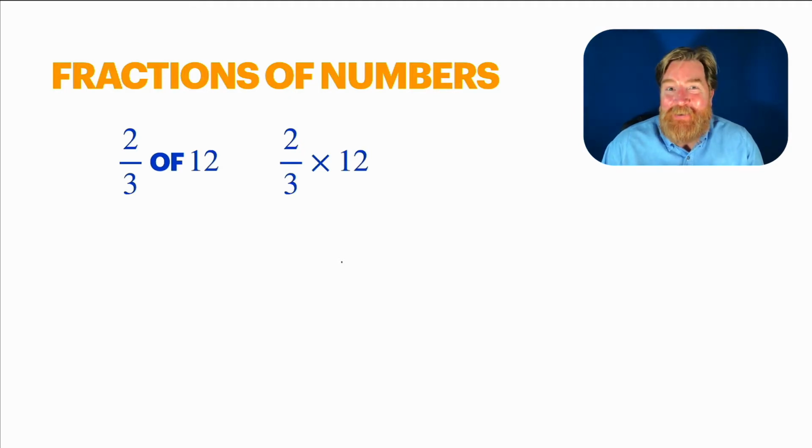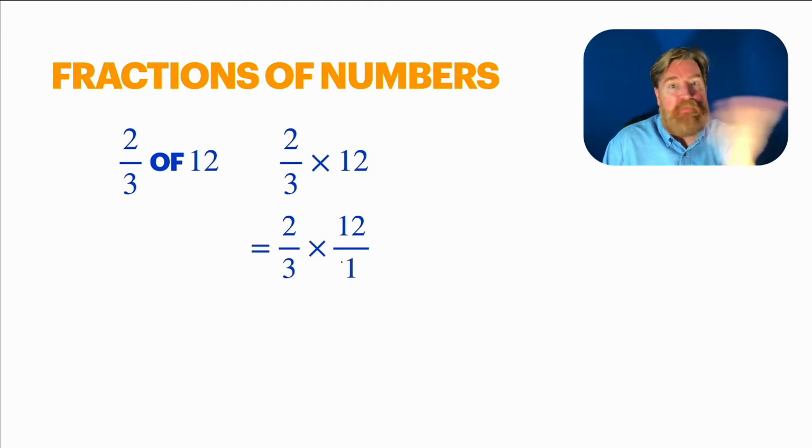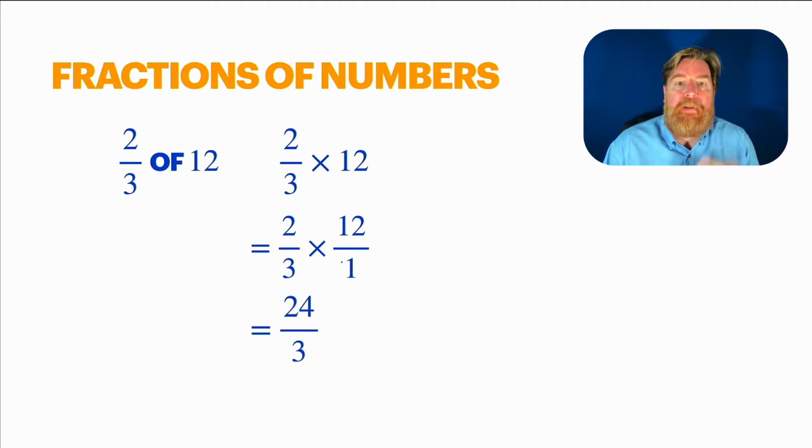Well, we can do this. We can do 2/3 times 12, no problem. Just remember we can write 12 as 12 over 1, first of all. And then we can just multiply straight across. These numbers aren't so big. So 24 over 3, and 24 divided by 3 is 8. All right, so 2/3 of 12 is 8.